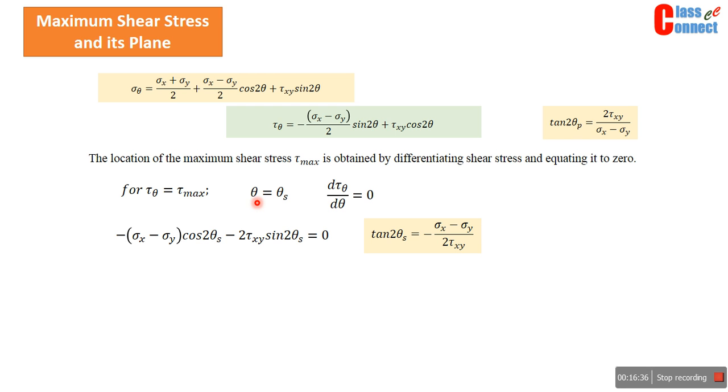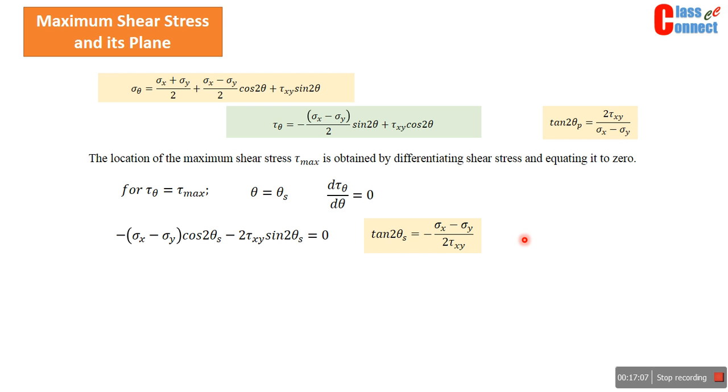If we see two expressions, one is tan 2 theta p and another is tan 2 theta s, we find that these two angles are perpendicular to each other because the product of these two slopes, tan of the angles, is -1. So when the product of the slopes is -1, it means the two planes are perpendicular to each other. So this is what basically we obtain.